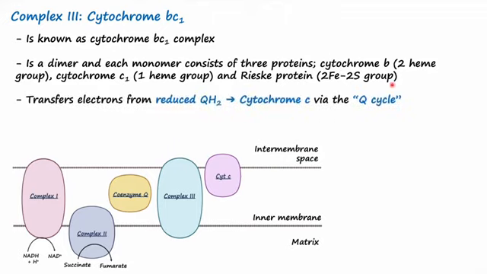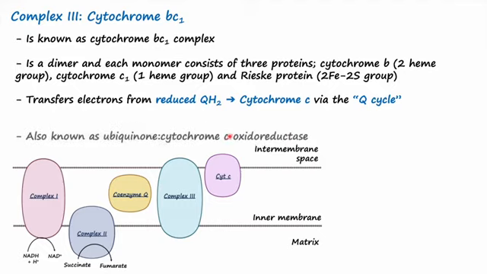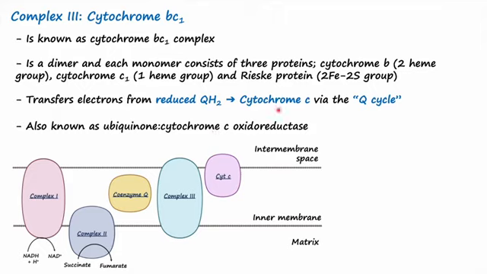Now, the important thing about the cytochrome bc1 complex is that it transfers electrons from reduced coenzyme Q, that is QH2, to cytochrome c via complex 3. And this electron transfer is achieved via a unique redox pathway which is called the Q cycle. I will have a separate video on the Q cycle if anybody is interested to learn that mechanism in detail. Complex 3 is also known as ubiquinone cytochrome c oxidoreductase, because it oxidizes coenzyme Q or ubiquinone and reduces cytochrome c.